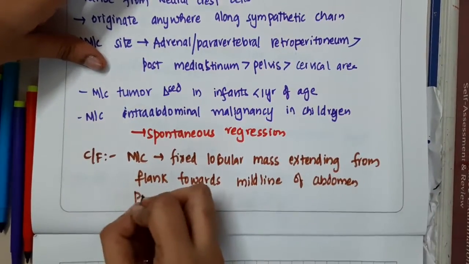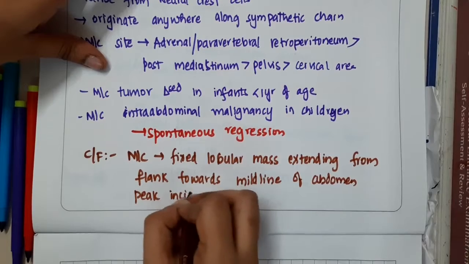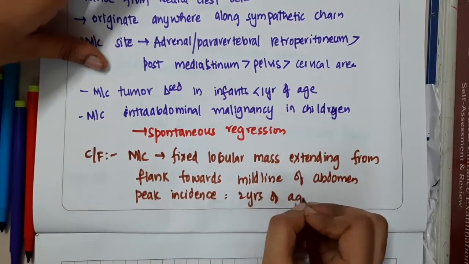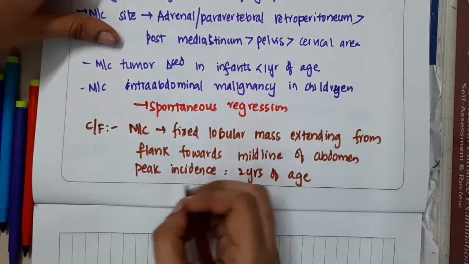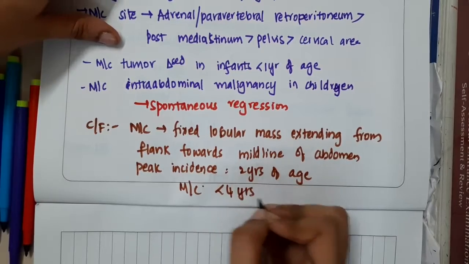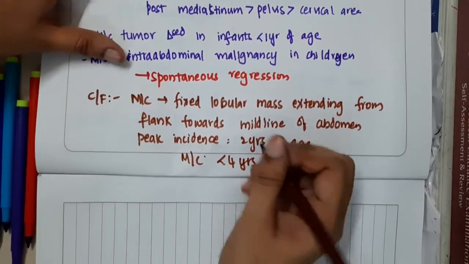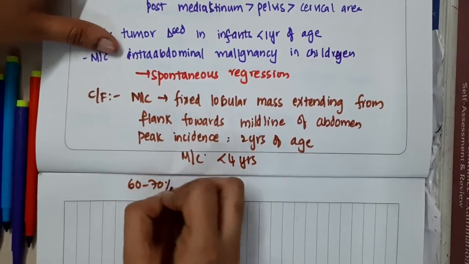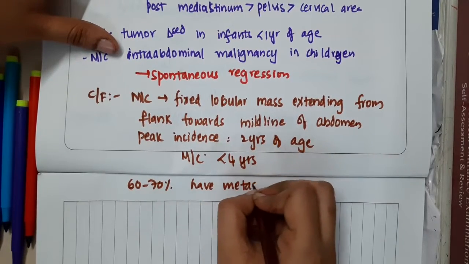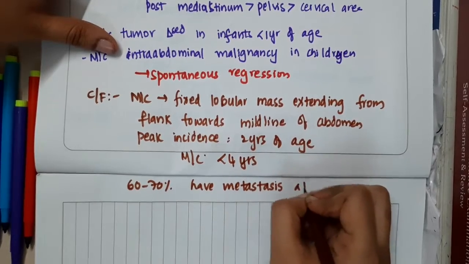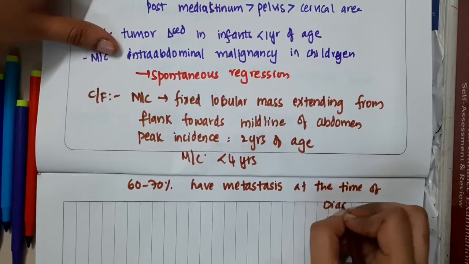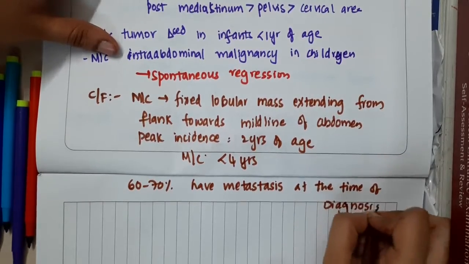Then the peak incidence of neuroblastoma is around 2 years of age. Most commonly it occurs before 4 years of age. Around 60 to 70% have metastasis at the time of diagnosis itself.